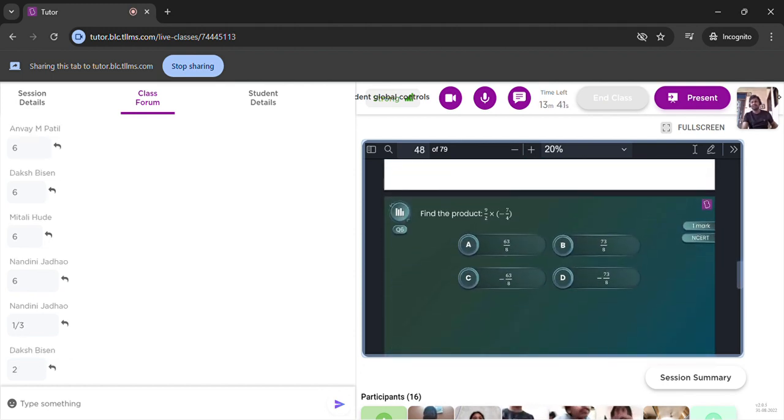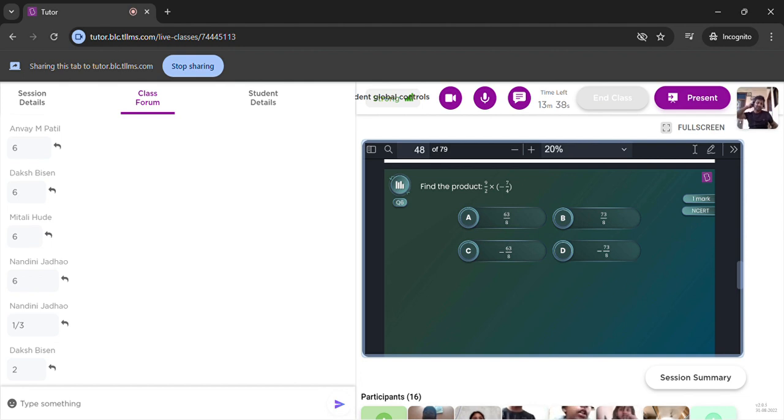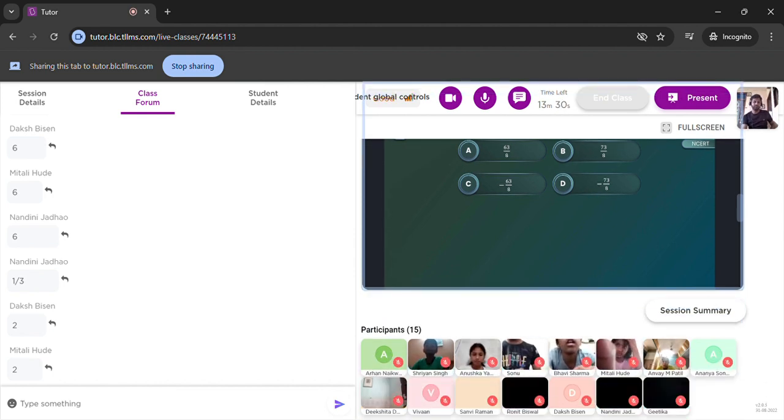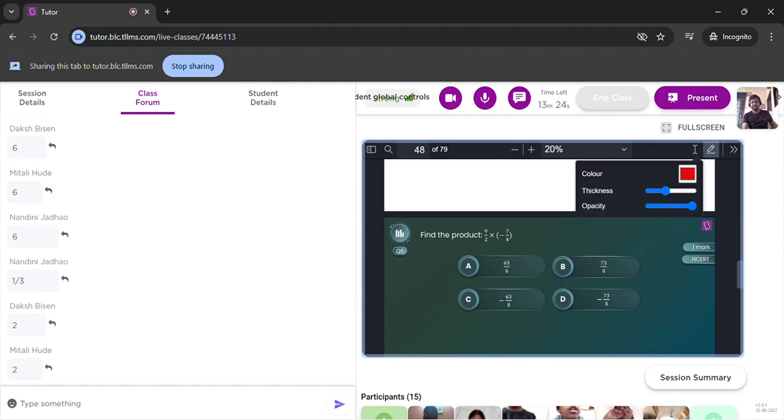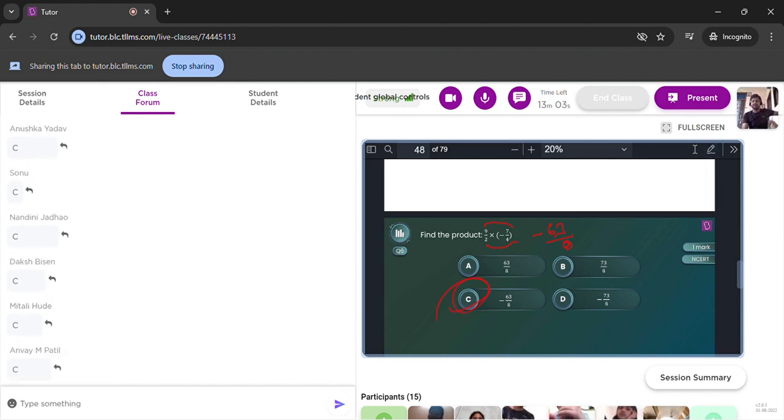Now do this question. Do it fast. We have no more time and we have lots of questions to do. This one is a very easy question. You have to simply do the multiplication. If no number will divide, then you simply multiply: 9 7s are 63, and when you multiply the other, 8. So minus 63 divided by 8, and this is option C only. That's why option C is the correct one.